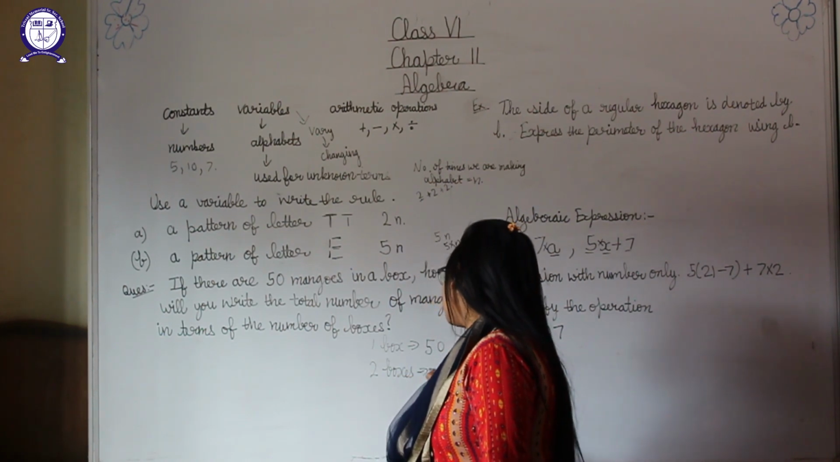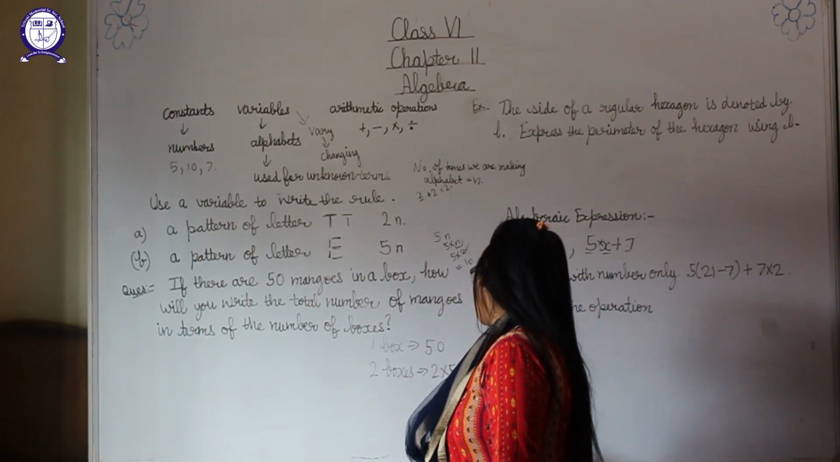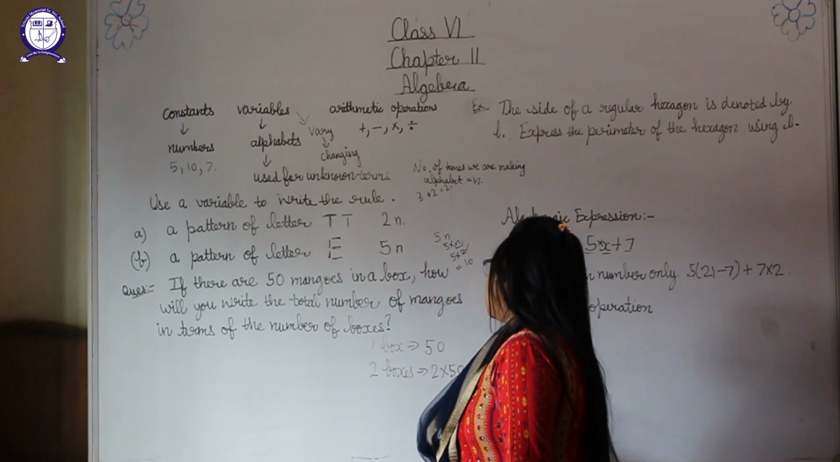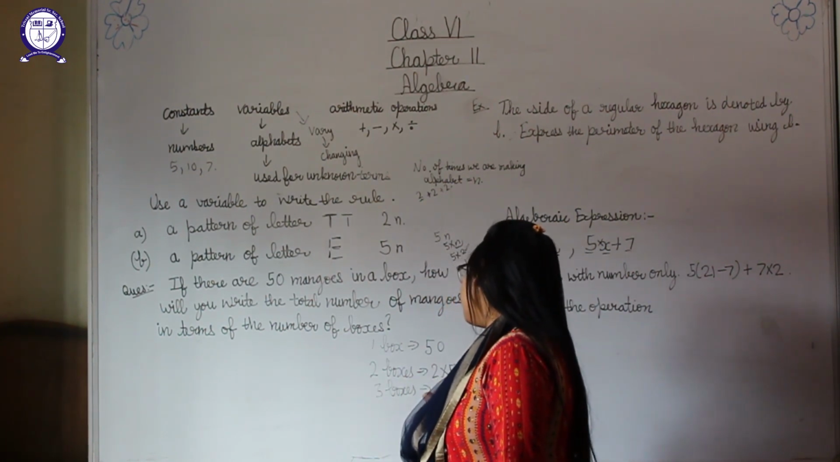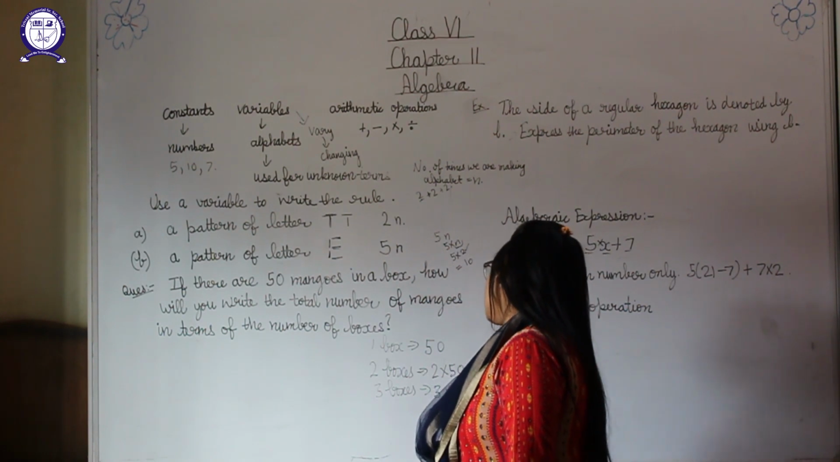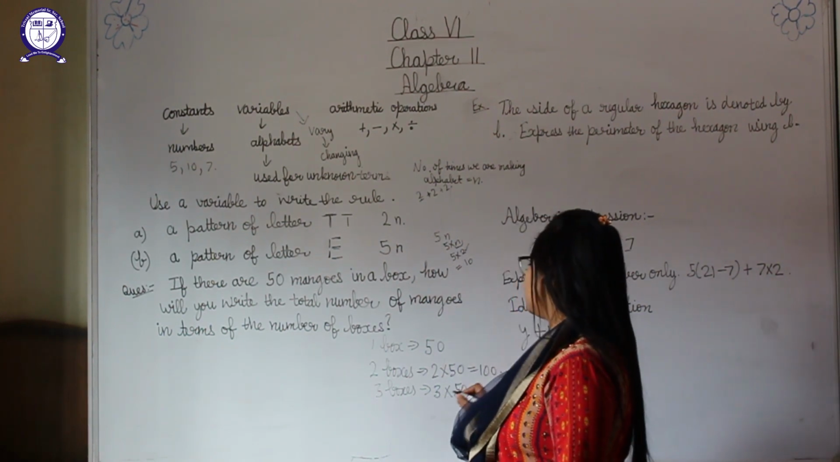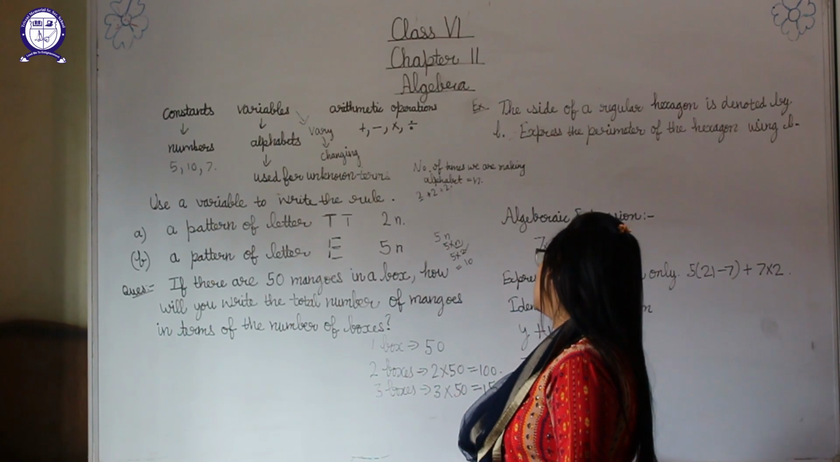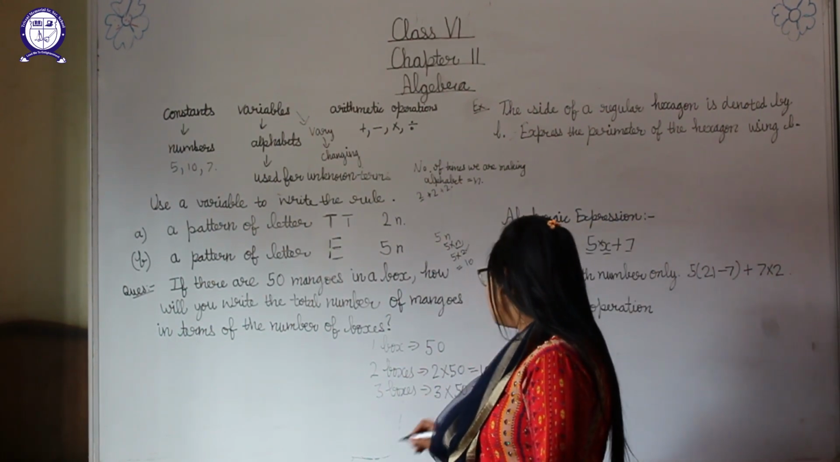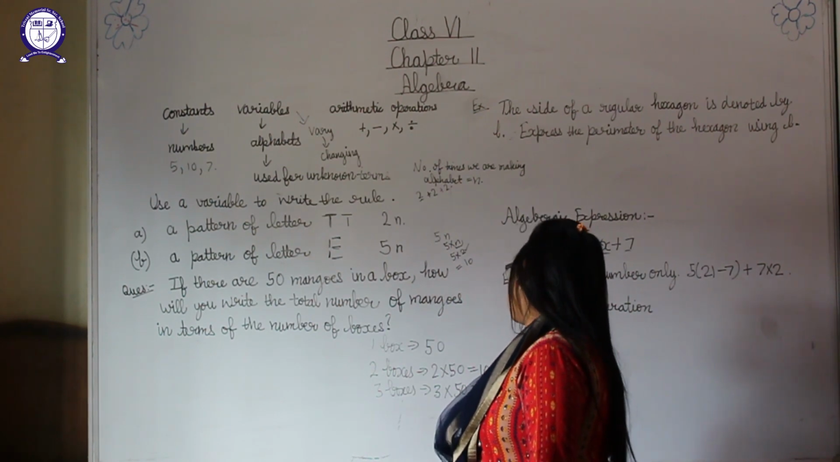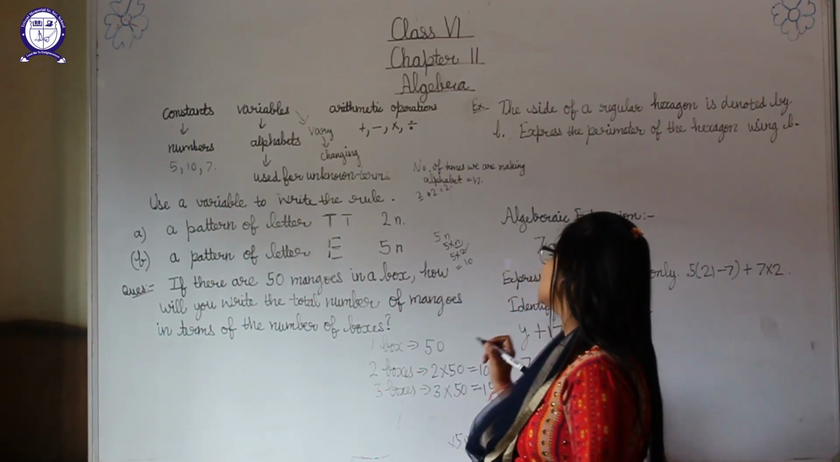In 2 boxes, 2 into 50 means 100 mangoes will be there, right? In 3 boxes, what will we do? We will multiply 50 with 3 because in one box there are 50 mangoes. So 3 into 50 will be 150. Like this, what do we have to do? We check how many boxes there are, multiply 50 with that, and we will get our answer.